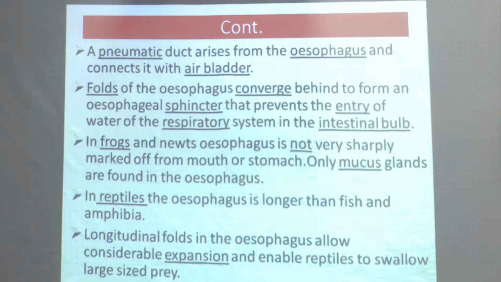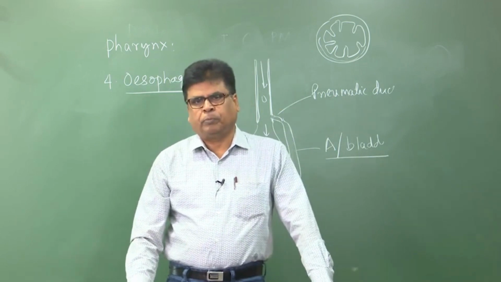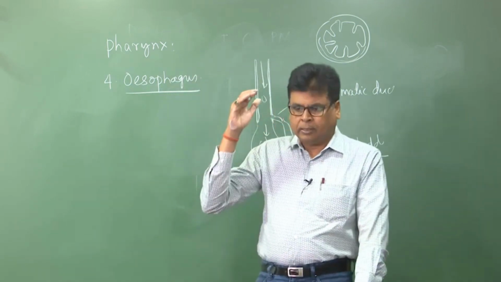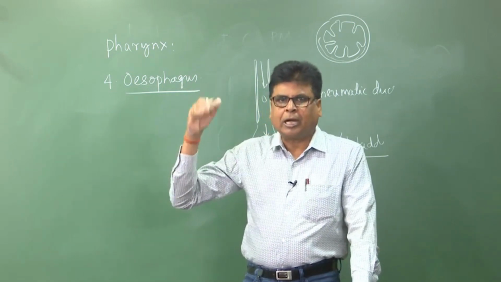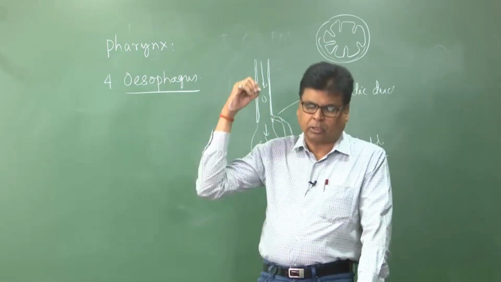In frogs and newts, the oesophagus is not very sharply marked from the mouth or stomach. Only mucous glands are found in the oesophagus. Okay, this is all about the amphibians. Now come to the reptiles. Again, my dear students, you should remember that I am describing the oesophagus in different tetrapods because I am discussing the anatomical aspect of the oesophagus in this class.